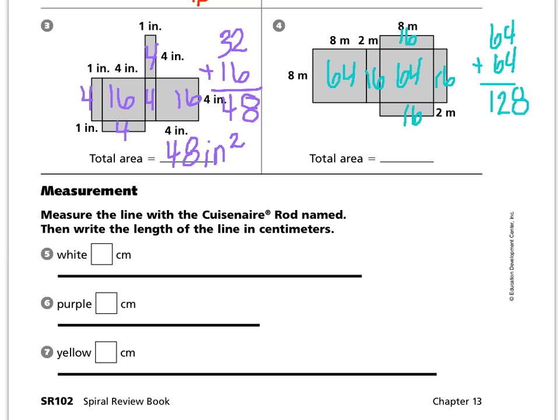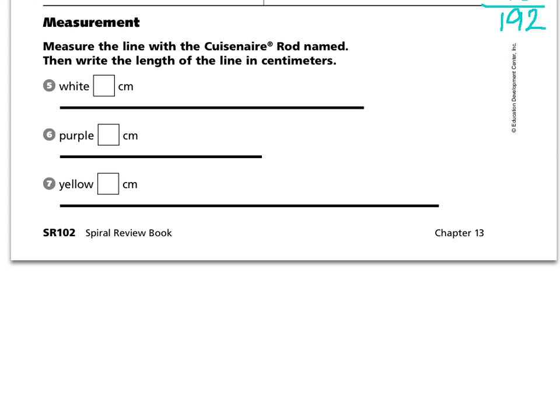From my previous problem over here, I can see that 3 16s would be 48, and then I could add one more 16. I know that 8 plus 8 is going to be 16, plus 6 more is going to be 22. Carry the 2. 2 plus 2 is 4, plus 4 more is 8, plus 1 more is 9, and 1 plus nothing is 1. So I know it's 192 meters squared. Don't forget your label.